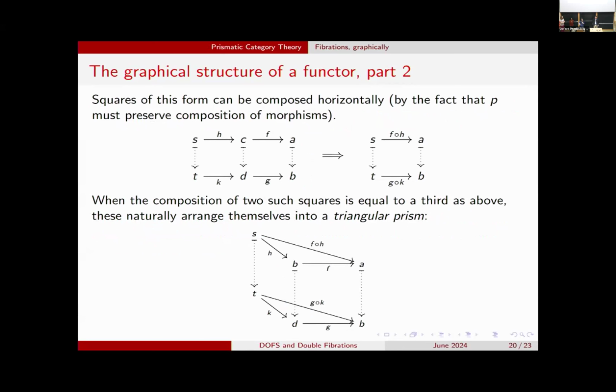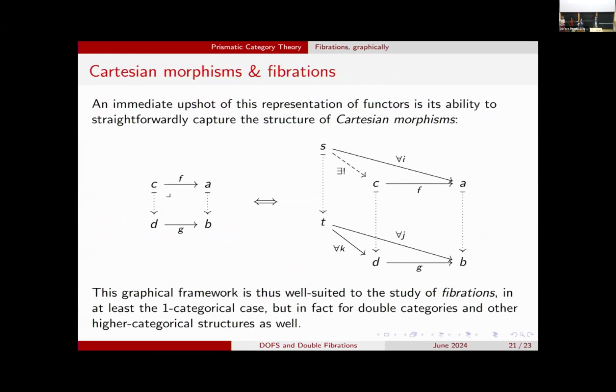But a neat thing about that is that when you have the composition of two squares equal to a third, you can naturally arrange them into a triangular prism like this. And this is really nice because it gives a really straightforward way of talking about things like Cartesian morphisms and fibrations, if you know a bit about how those work. So in this diagram, we can say that a morphism F lying over G is Cartesian if and only if for any partial triangular prism that's missing an edge coming into the domain of F, there's a unique way of completing that to a triangular prism.